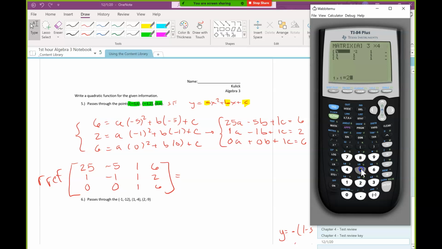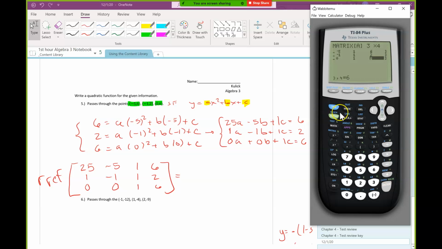And now I'm just going to edit these. So I'm going to type in 25 and then just press enter. So I'm just going to type in exactly what I've written down on my paper. I'm just pressing enter to move to the next spot. Okay. So all I've done is I've typed in to this matrix exactly what I have written down on my paper.